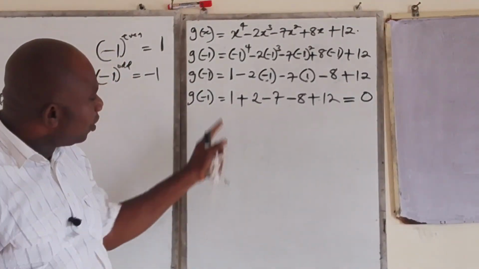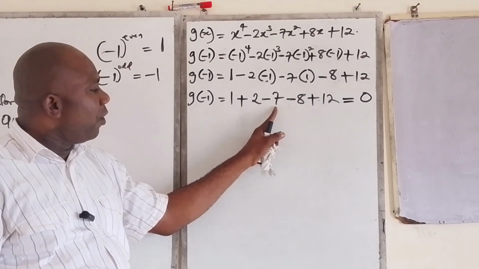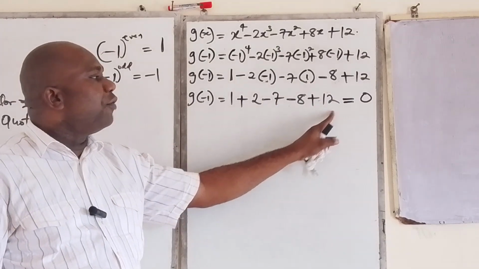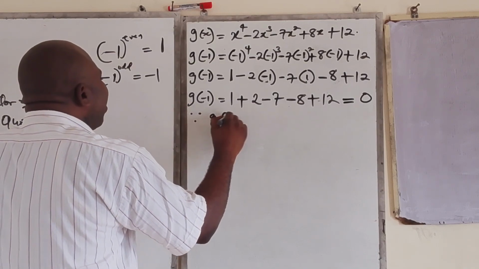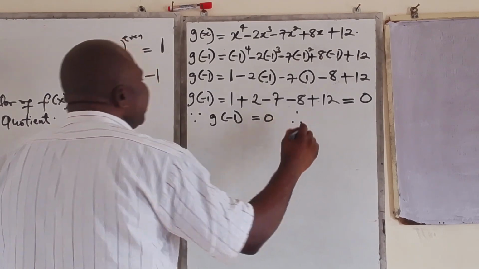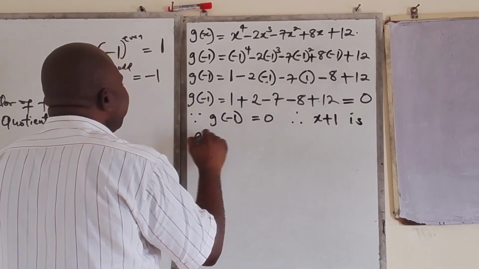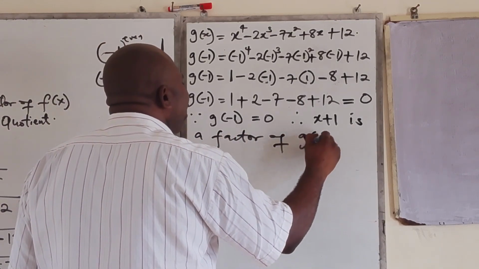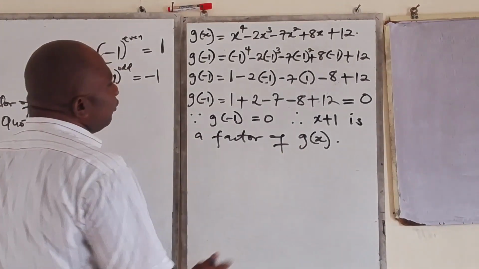Now let's take it again. 1 plus 2 is 3. 3 minus 7 is minus 4. Minus 4 minus 8 is minus 12. Minus 12 plus 12 is equal to 0. Now because g of minus 1 is equal to 0, it therefore means that x plus 1 is a factor of g of x. Yes, x plus 1 is a factor of g of x.